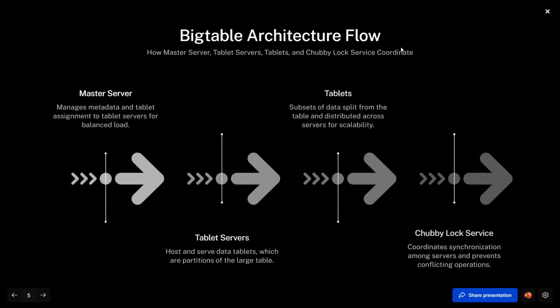web scale. The master server manages metadata and tablet assignments to tablet servers for balancing load, and tablets are subsets of data split from the table and distributed across servers for scalability.